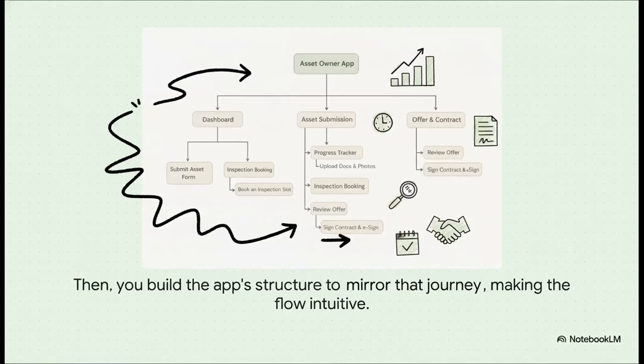And here is where it all clicks into place. You take that real-world map and you build the app's structure to be a perfect mirror of it. The asset submission part of the app has sections for a progress tracker, inspection booking, and offer and contract because those are the real steps Ramesh has to take. The design isn't trying to invent a new process, it's just reflecting reality, which makes the whole thing feel completely natural and intuitive to use.